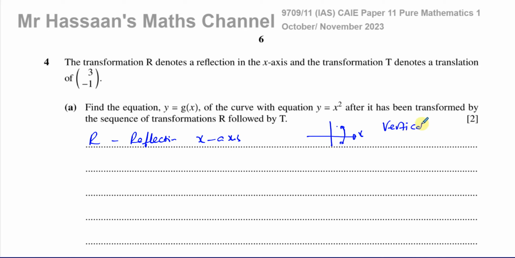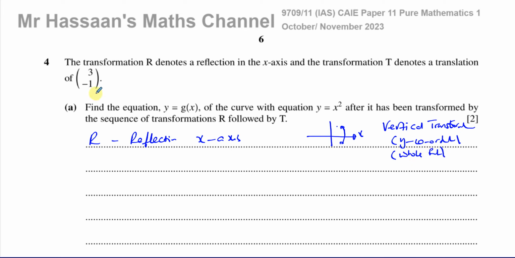So this is a vertical type of transformation. We can divide the transformations into vertical and horizontal transformations. Vertical transformations affect the y coordinates. You can say they affect the whole function.